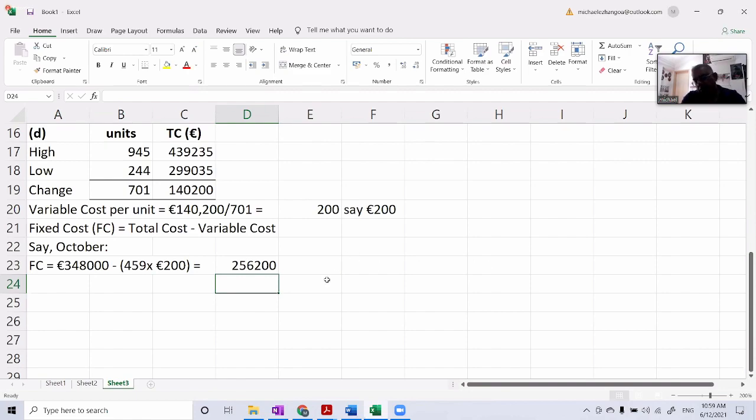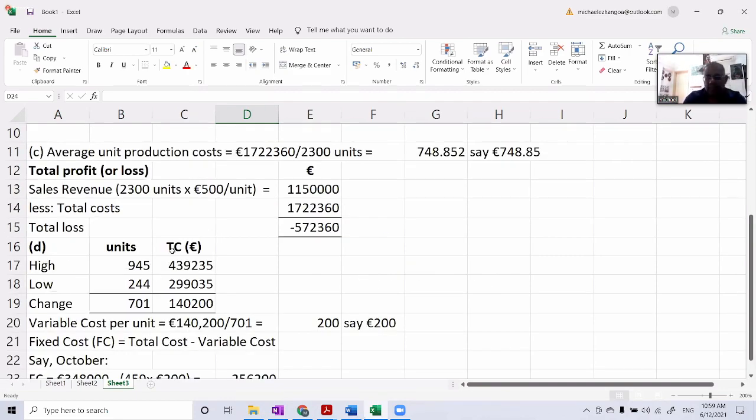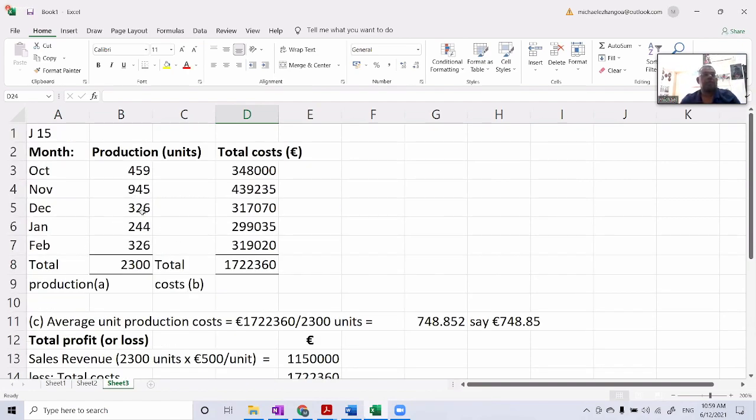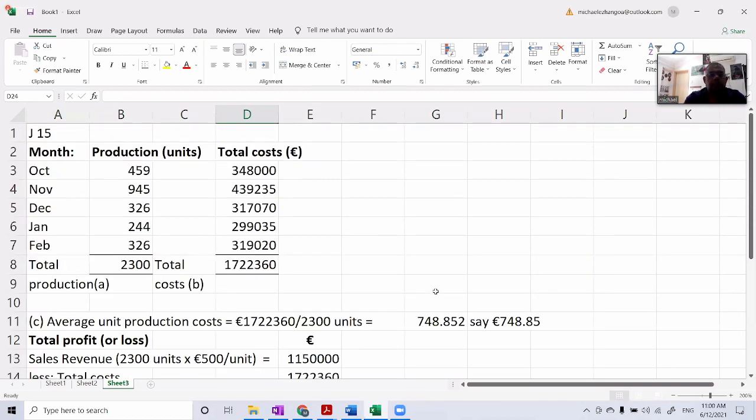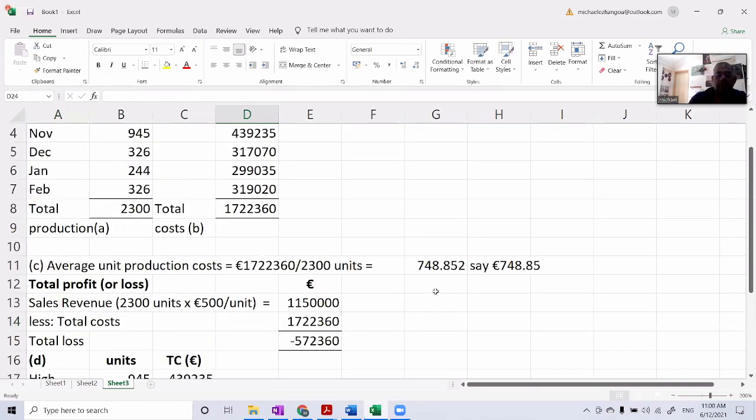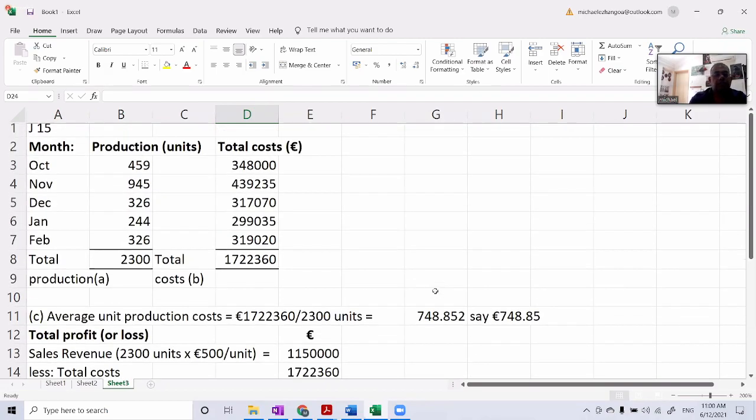Now, if you take a different month, your answer should be the same. If you take a calculator and check, let's say you take November: 439,235 minus 945 times 200... Okay, how am I getting different? Sorry, let me double check that.